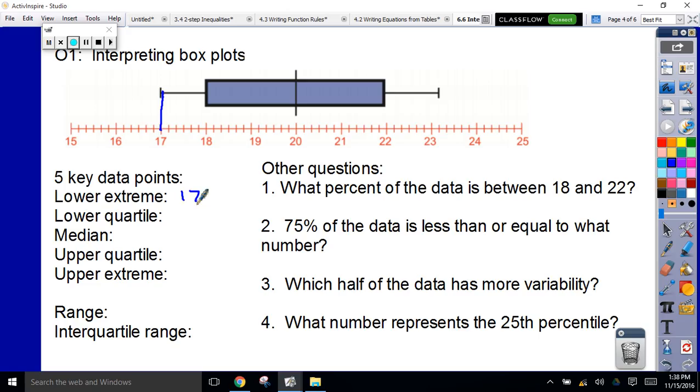Okay, let's skip down to the upper extreme next. Hillary, what's the upper extreme? 20. Wait, can you draw it? Yes, it's hard to see that, isn't it? I think it's like 23.1.